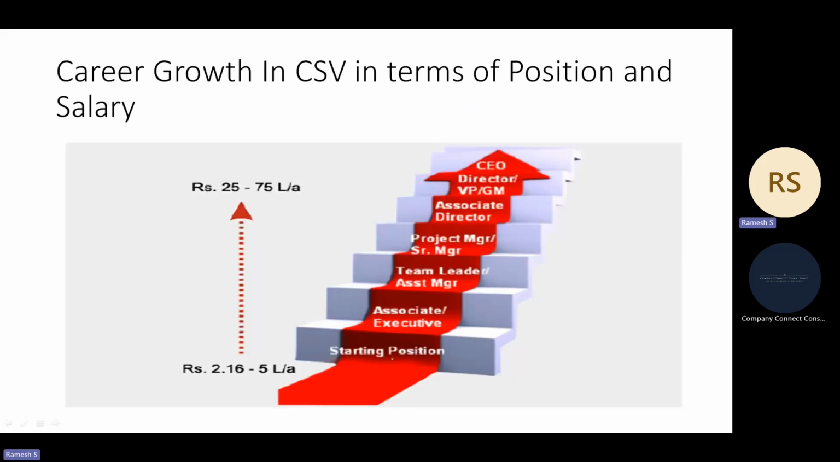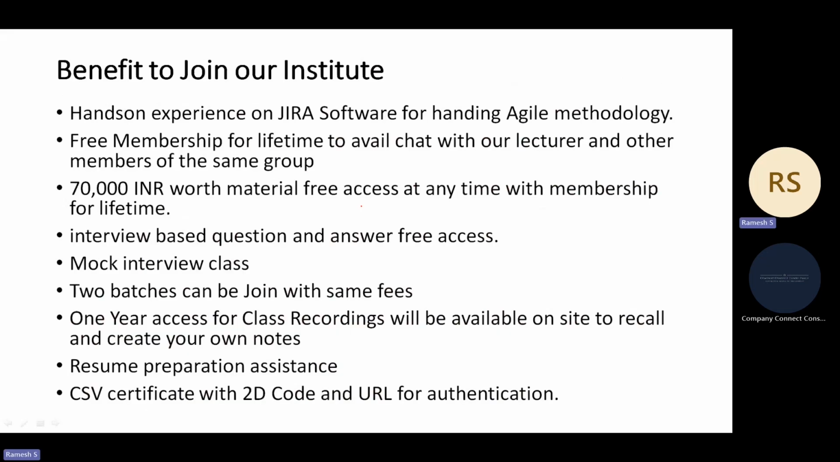So this is the career growth in CSV. From the starting position you can reach up to associate director, VP, up to these positions. This is the specific CSV career growth.